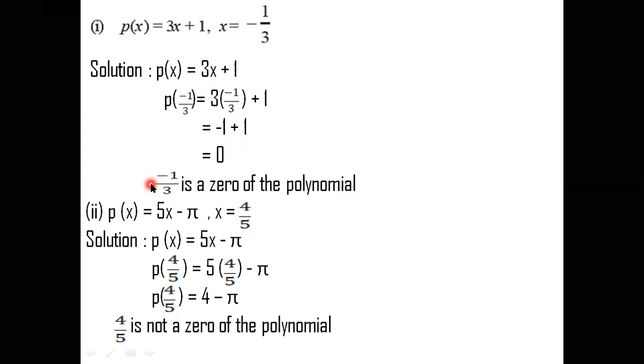Why did we conclude this? Because when I put minus 1 upon 3 in my polynomial, I was getting the answer as 0. Let us look into question number 2 and understand it further.